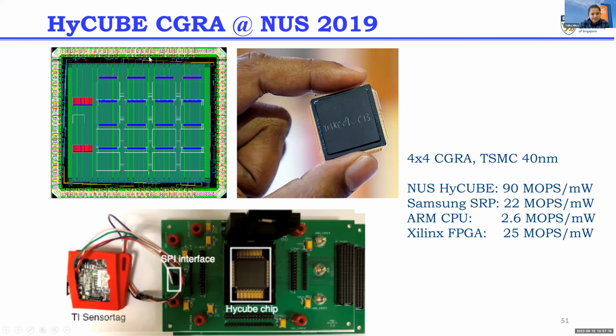This HyCube CGRA was fabricated, and this photo shows the results. It was connected with a TI sensor tag through an SPI interface so that it forms a complete system. HyCube achieves 90 MOPS per milliwatt at TSMC 40 nanometer, which is competitive with respect to most of the FPGAs, ARM CPU, and SRP CGRA by Samsung.